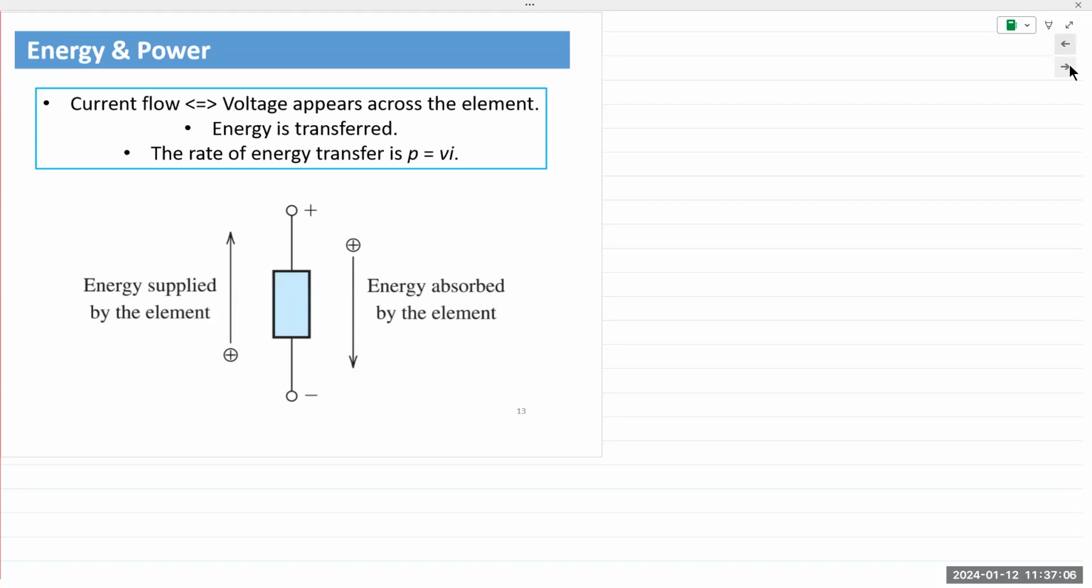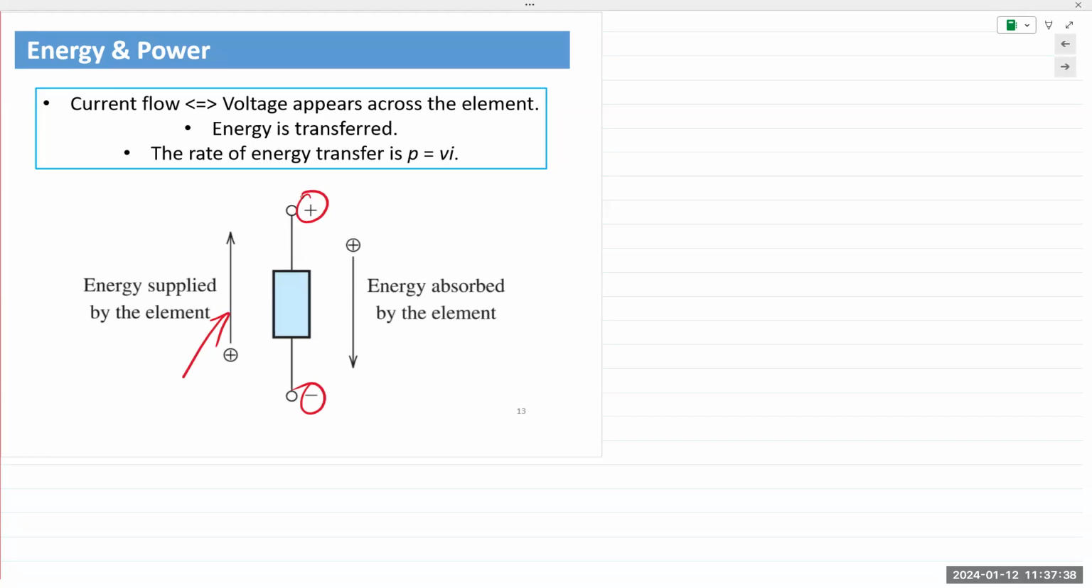That assumption gives us plus and minus for the voltage polarity, which is right here. And then the direction of the current. If the current enters the negative end of that element, we say that the energy is being supplied, or power is being supplied. If the current enters the positive end of that element, we say that the energy is being received, or the power is being received.